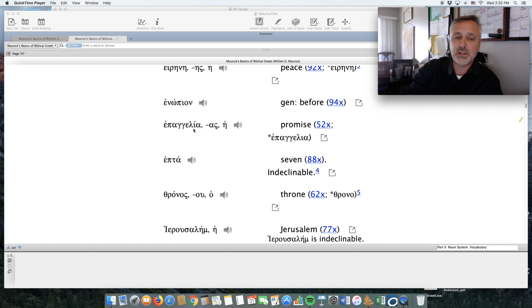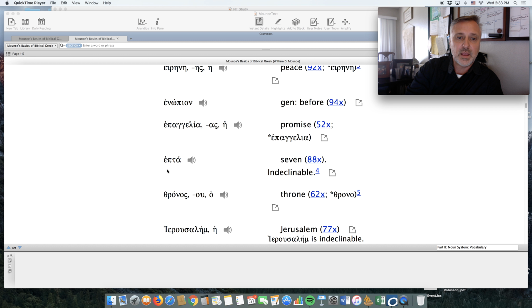So epangelia. We also note that euangelia is the good message or the good news or the gospel. That's going to show up later. But here we have epangelia, promise. This word occurs quite a bit in the book of Hebrews, and 52 times in the New Testament.